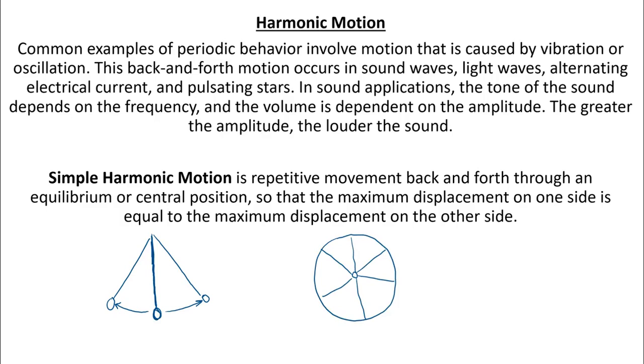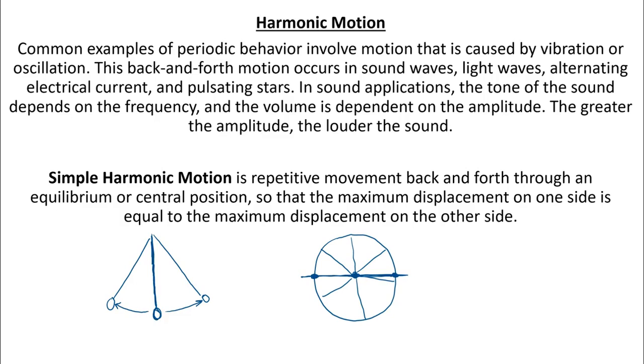Circular motion is even an example of simple harmonic motion. Take, for instance, the Ferris wheel that I have here on the right. The equilibrium of the Ferris wheel would be as riders when we're sitting at the same height as the axis on the Ferris wheel. So when we're sitting here and here.